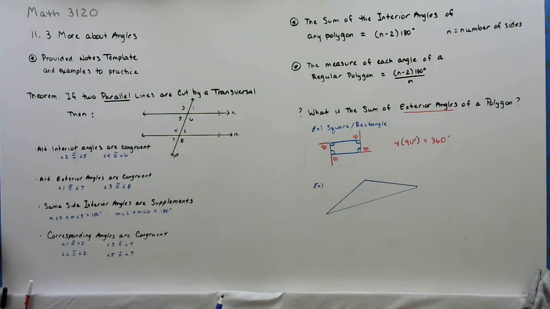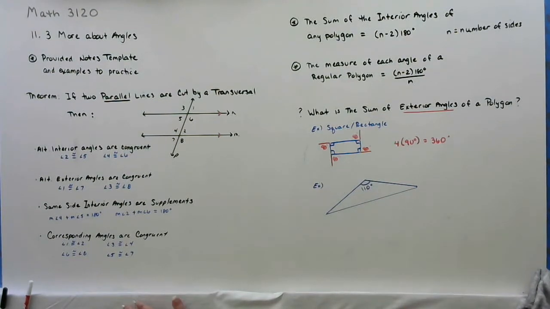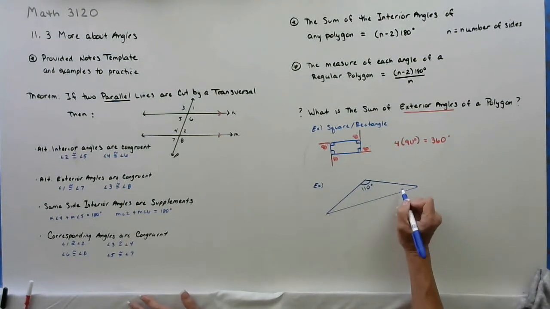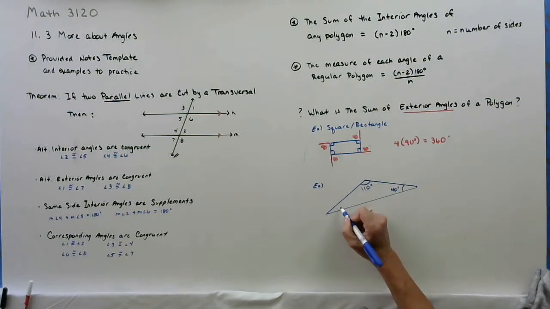And I could either actually measure them, or I'm just going to estimate, tell you that this angle, let's call that 110 degrees. We'll call this angle over here 40 degrees. And I know they all have to add up to 180. So right now the sum is 150. So this one would have to be 30 degrees.